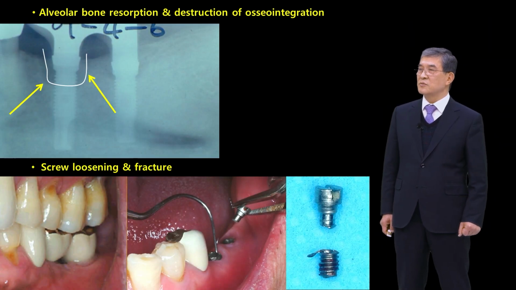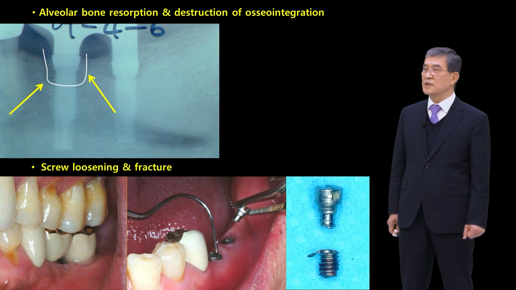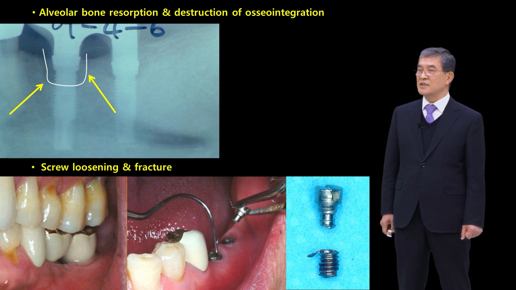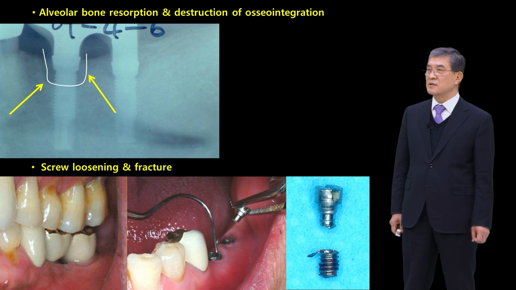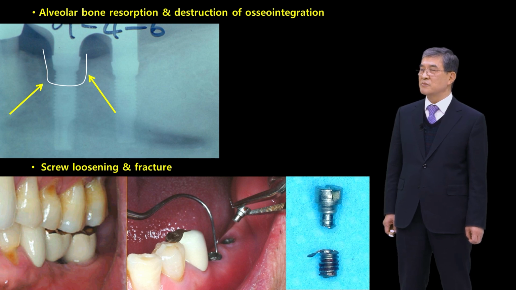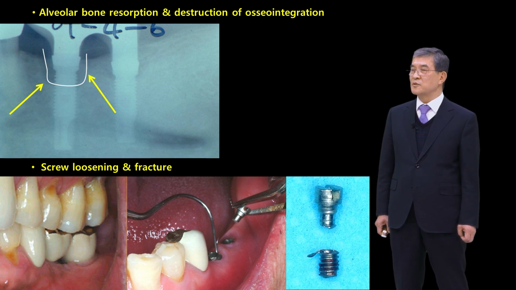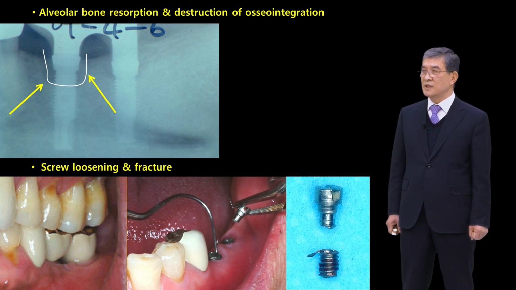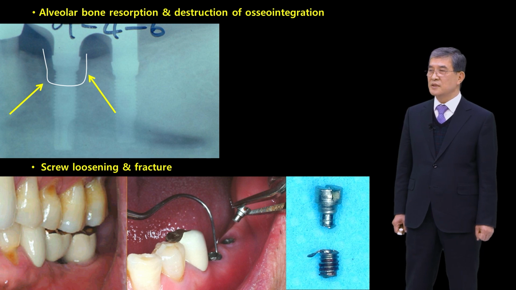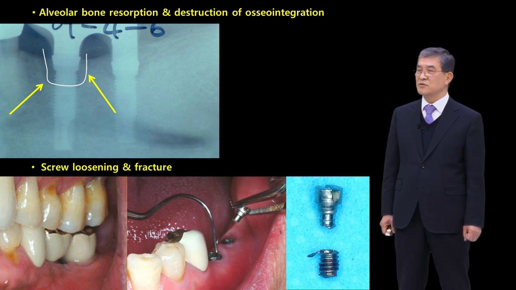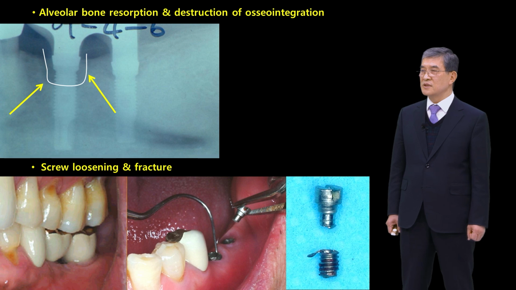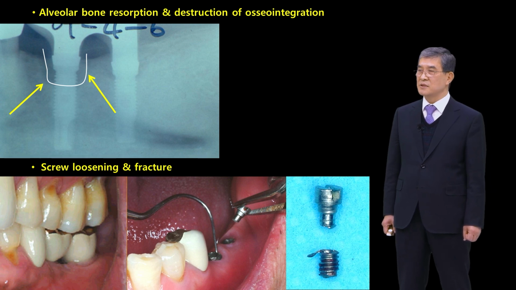Bruxism patients normally show resorption in alveolar bone. Unlike natural tooth, when alveolar bone of implant is reduced, it is resorbed in U-shaped form, like a well, and it leads to destruction of osseointegration. One of the symptoms you can catch early on is screw loosening and mobility leading to fracture.